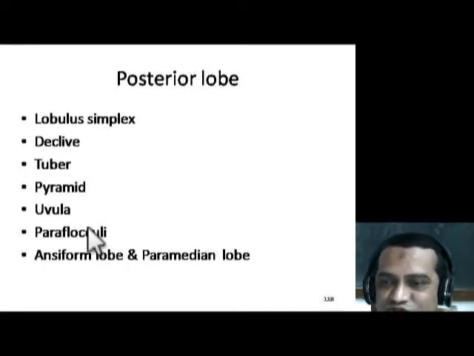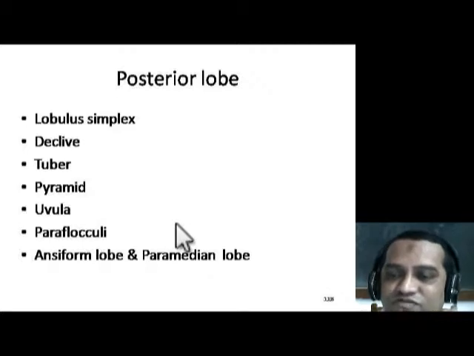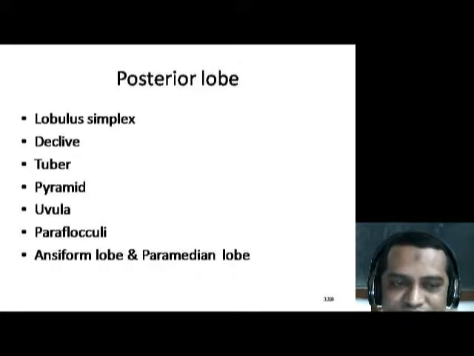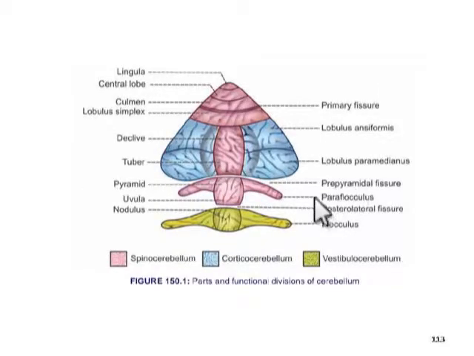Okay. Vermis has got mainly 9 parts: lingula, central lobe, culmen, lobulus simplex, declive, tuber, pyramid, uvula, nodulus. So lingula, central lobe, culmen, lobulus simplex, and declive are the parts of superior vermis. Tuber, pyramid, uvula, nodulus are the parts of inferior vermis.